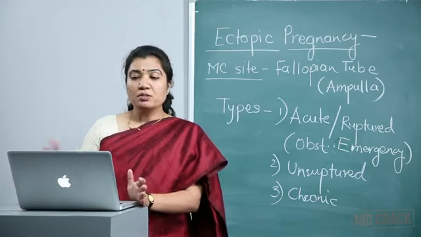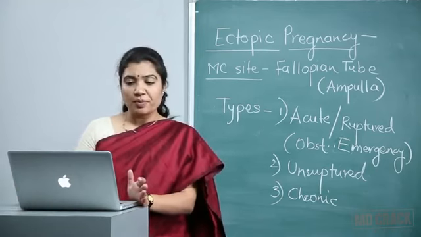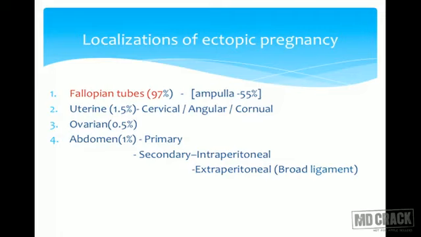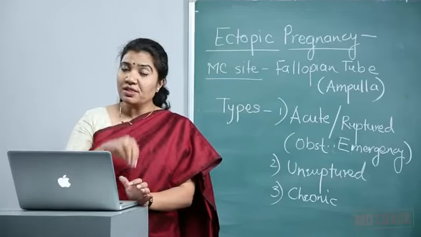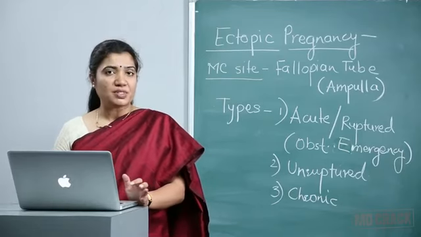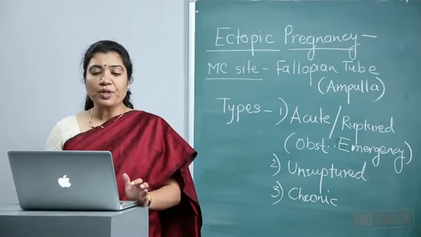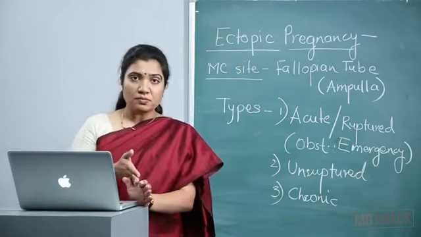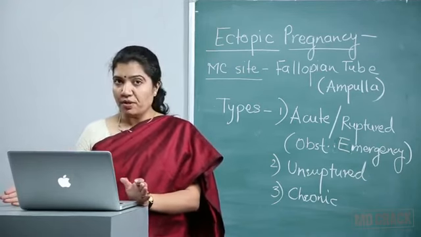What are the common sites for ectopic pregnancy? First common site is fallopian tube. Then uterine but abnormal sites, like the pregnancy can get implanted in the cervical region or at the angular region or at the cornu of the uterus, which even though the pregnancy is growing inside the uterus, are not the normal sites where the pregnancy should be growing. It can be ovarian or it can be abdominal.